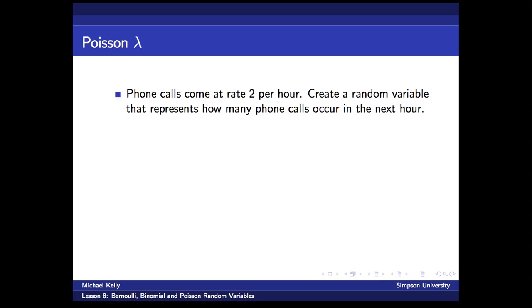And the last one we're going to talk about is the Poisson, and that's a Poisson lambda. We have one parameter. So first let's motivate this with an example. Suppose that phone calls come in at a rate of 2 per hour, and we create a random variable that represents how many phone calls we'll get in the next hour. So of course it's going to be random, but on average we're getting about 2 per hour.